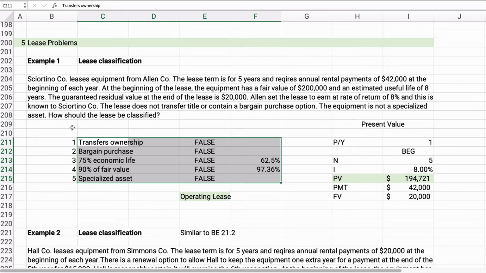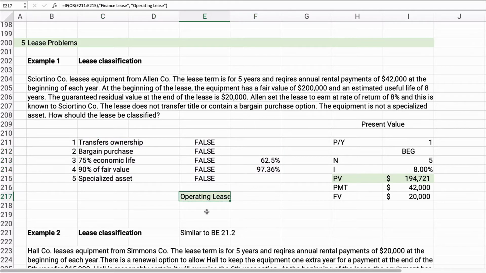The lease rate of return is 8%. The lease does not transfer title or contain a bargain purchase option. It's not specialized assets. So how do we classify this? Well, the whole thing with this problem is just trying to figure out, is it operating or financing? All these are false except, and so this is 5 years divided by 8, only 62% of the economic life, does not meet the 75% test. The 90% is going to be met, and we'll show how this works in just a second. So it looks like this is true.